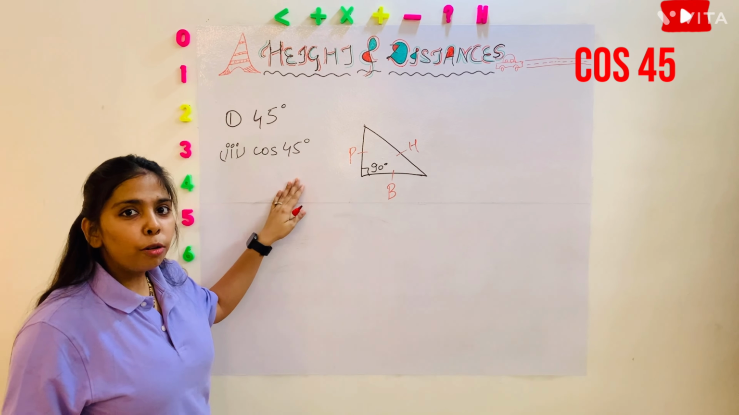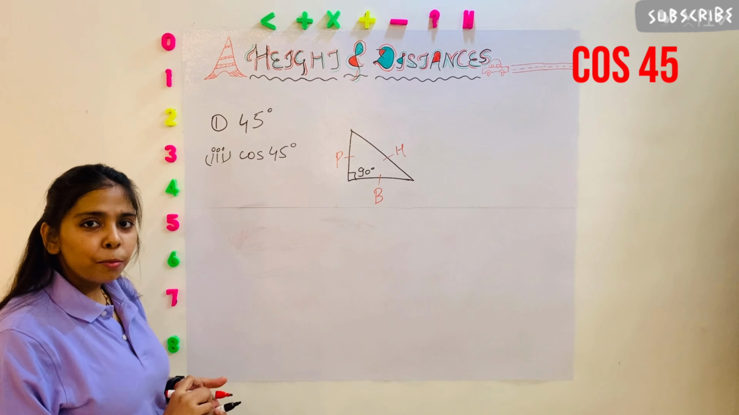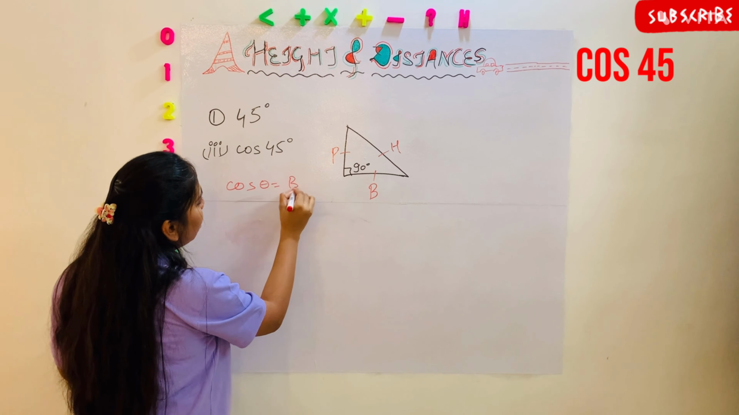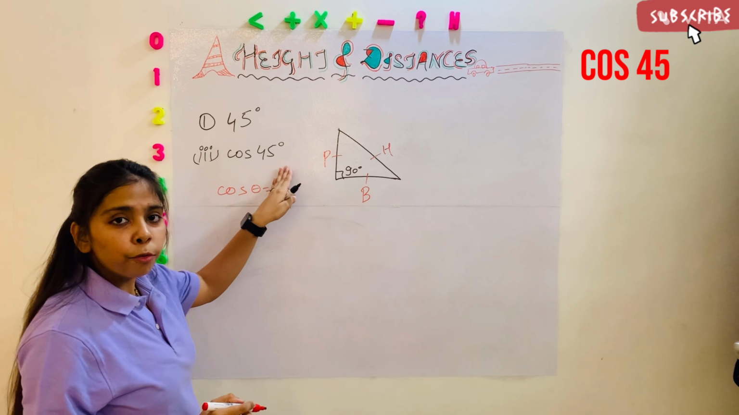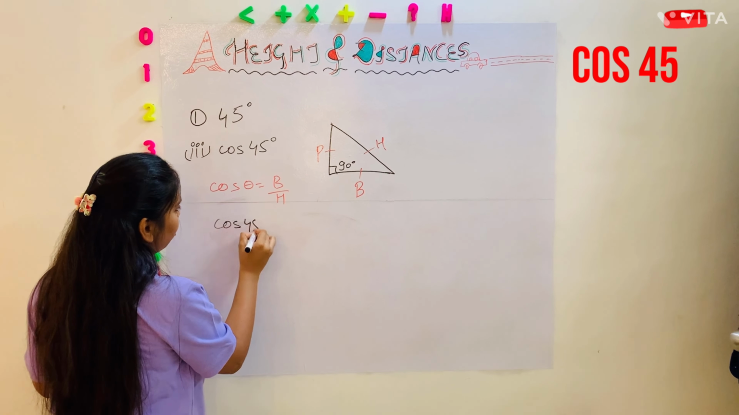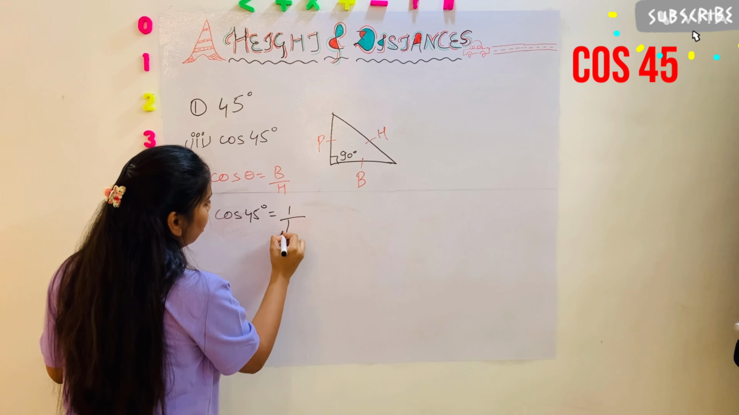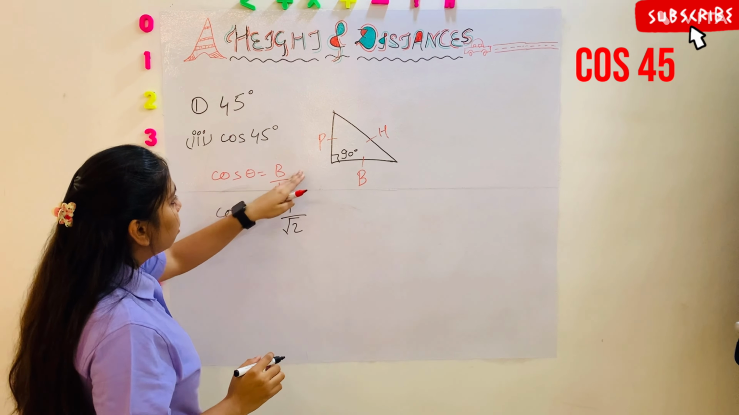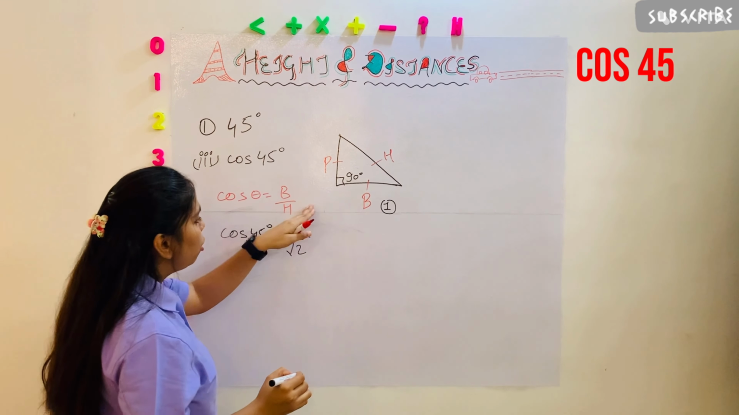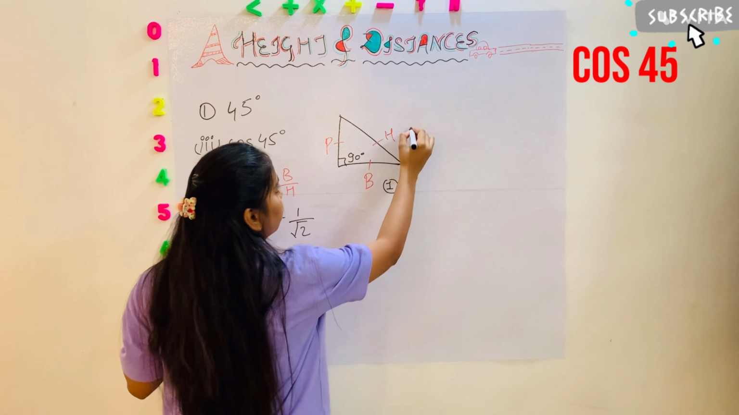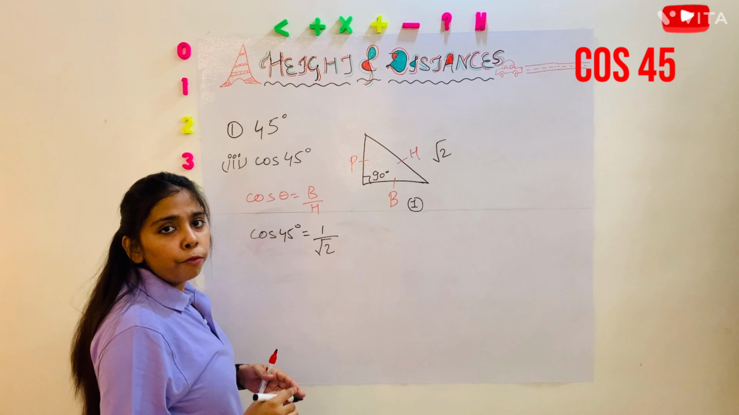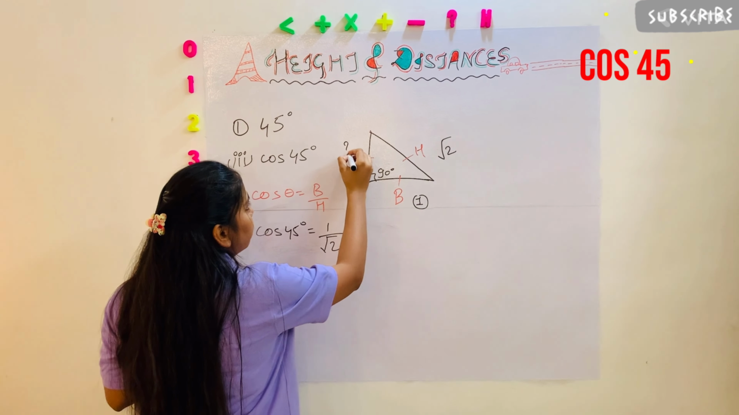So the third one is cos 45. Cos theta is equals to base by hypotenuse. And the value of cos 45 degree is equals to 1 by root 2. Here the value of base is equals to 1, and the value of hypotenuse is equals to under root 2. Okay. And we have to find out the value of perpendicular.